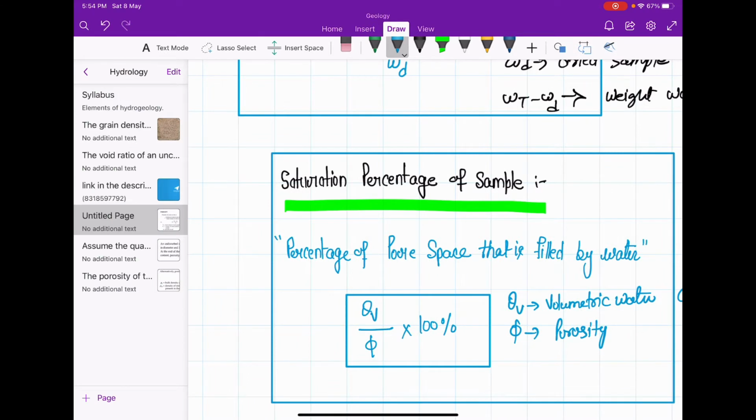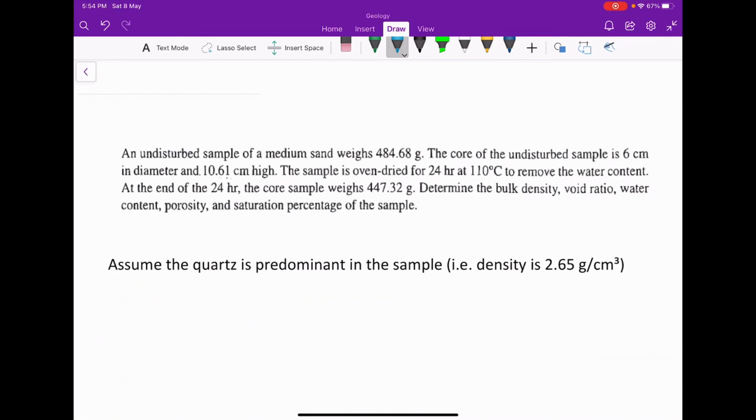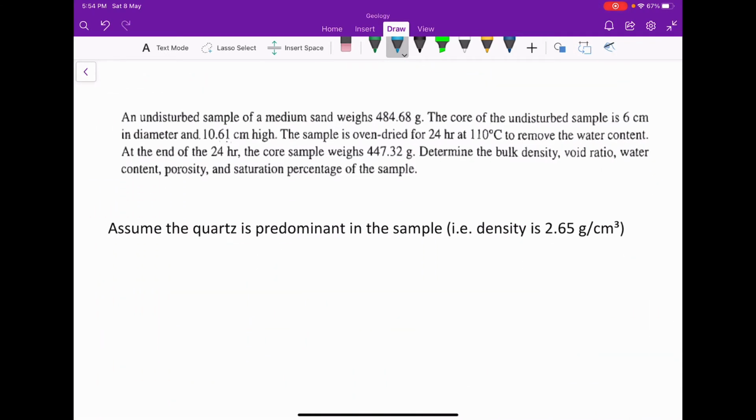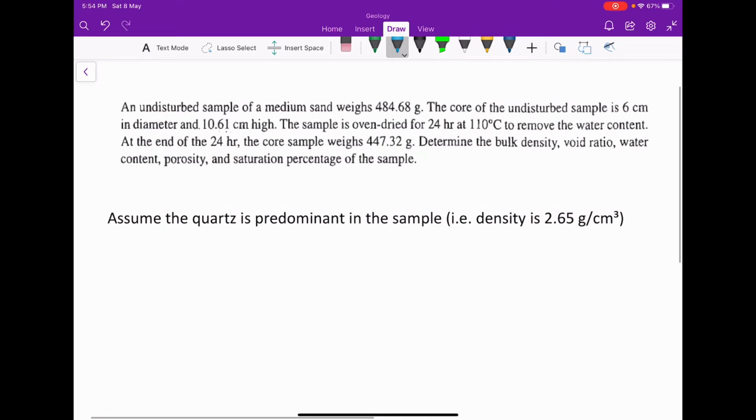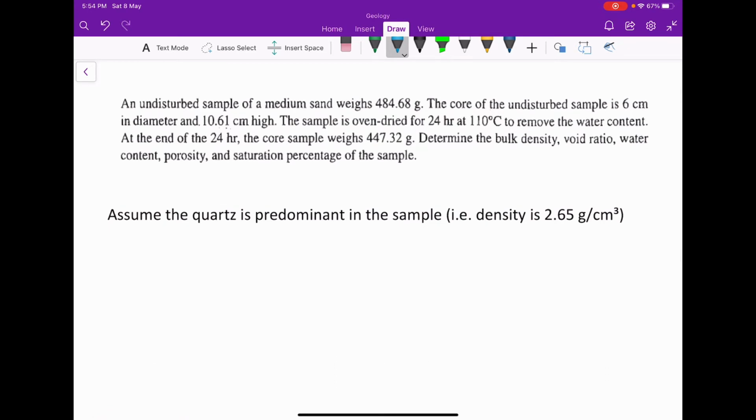Now moving towards the problem. The problem is: an undisturbed sample of medium sand weighs 484.68. So here it is given that the total weight of the undisturbed sample is 484.68 g. Next, the core of the undisturbed sample is 6 centimeters in diameter.